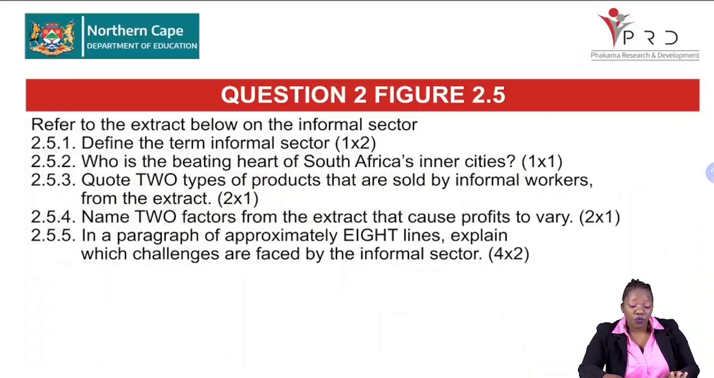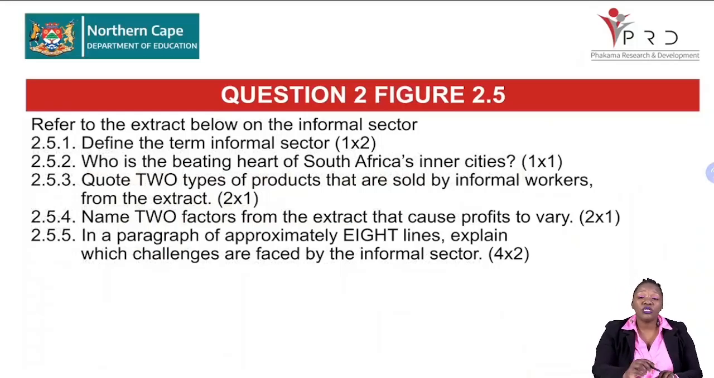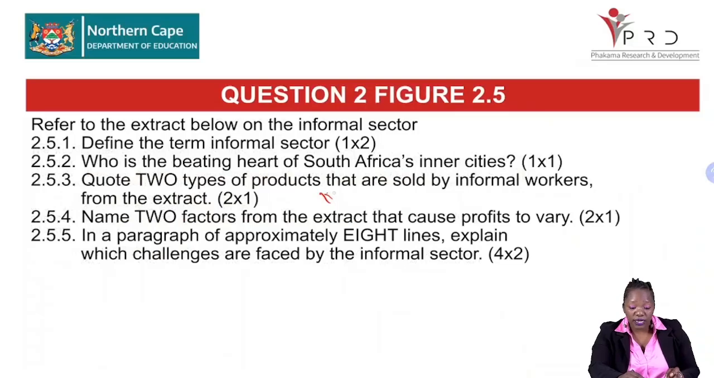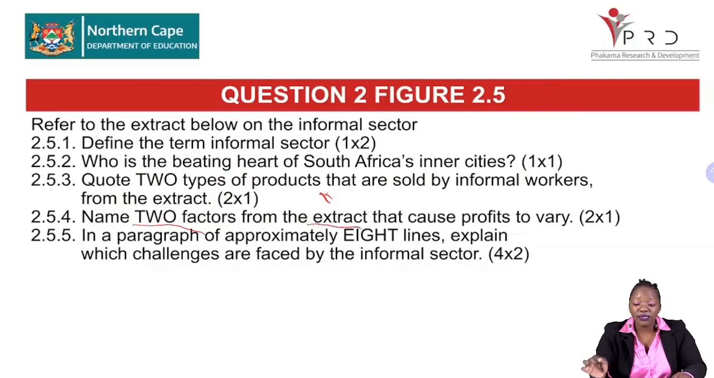And then the third question, you quote 2 types of products that are being sold by the informal workers from the extract. Again, when the question says you need to quote, don't forget to put the inverted commas to show that you have quoted them. And then number 4, you name 2 factors from the extract that cause profit to vary.